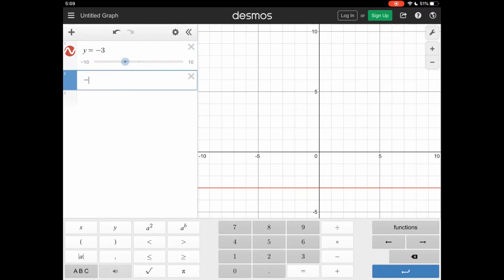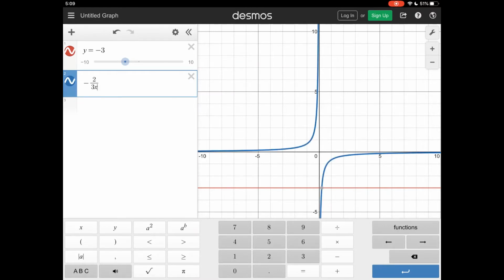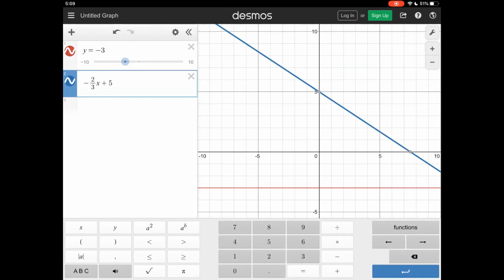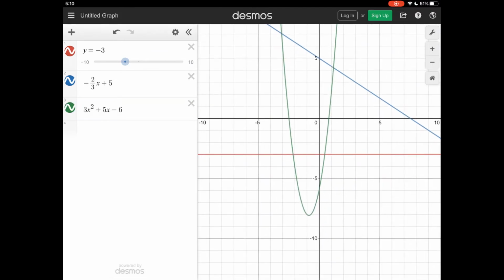If I were to do -2/3 x plus 5, hang tight, that's not what I wanted. -2/3 x plus 5. Again, smooth, no breaks. If I were to do 3x² plus 5x minus 6, yep, it's a parabola. Smooth, no breaks, no sharp turns.